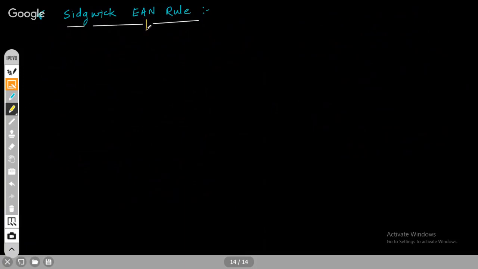Write down here. EAN stands for effective atomic number. Write this down. According to this rule given by Sidgwick, it is the name of the scientist.